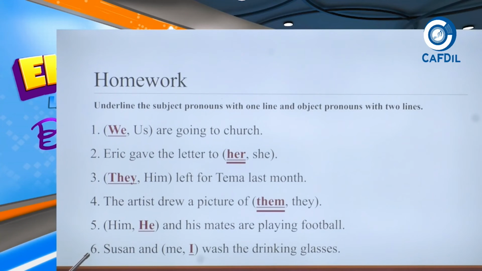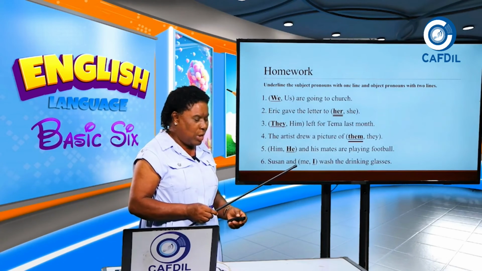The 6th sentence. Susan and, in the bracket we have me and I. Which one is correct? I. Let's see. Susan and I wash the drinking glasses. Okay, I hope you have all gotten it correct. Well done. Now let's go to our main lesson.